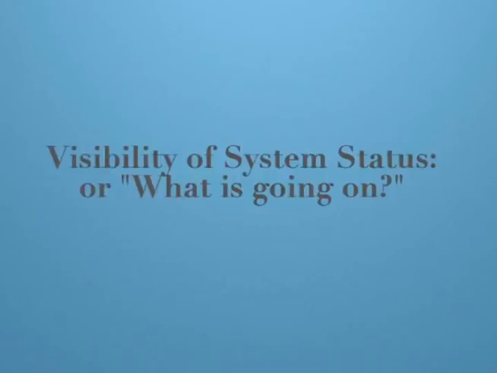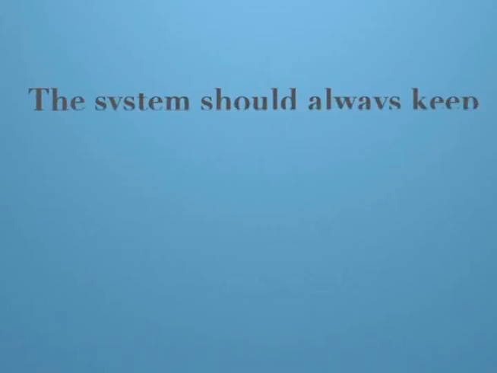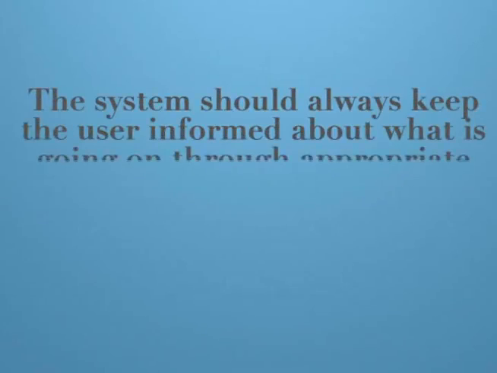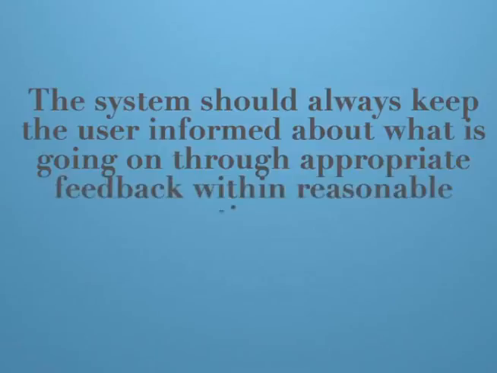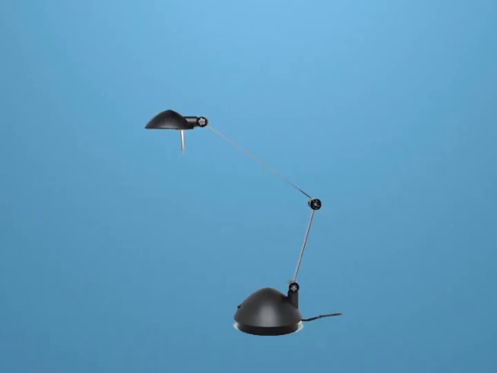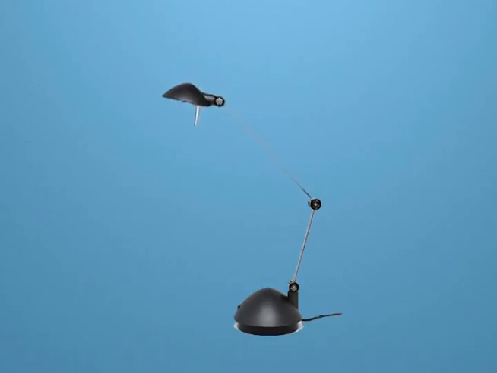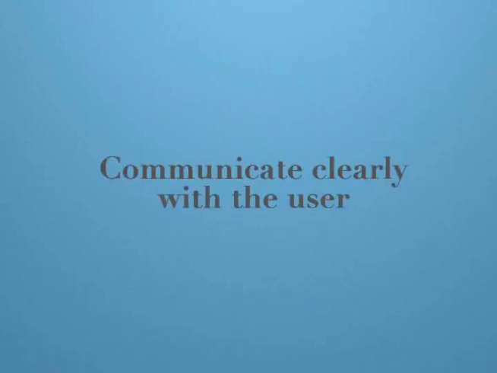Visibility of system status, or what is going on. This principle states that the system should always keep the user informed about what is going on through appropriate feedback within reasonable time. For example, if we look at a desk lamp, we can turn it on or off. We know what is going on due to the light emitted. If there is light, the lamp is on. If it isn't, the lamp is off. Always make sure that your system communicates clearly and thoroughly with the user.